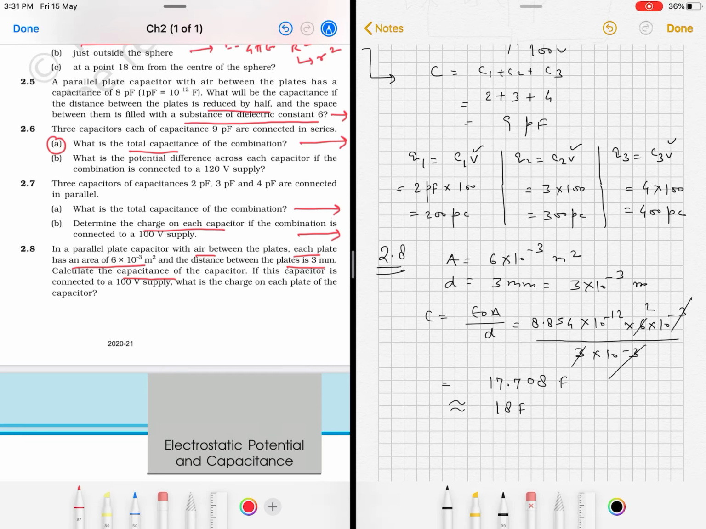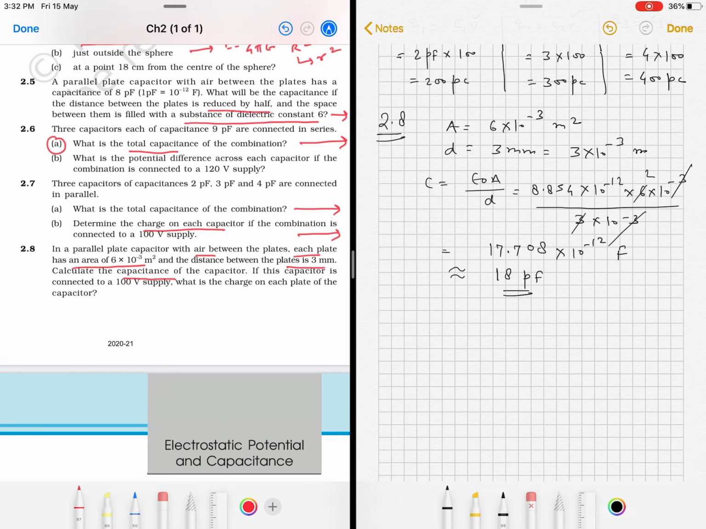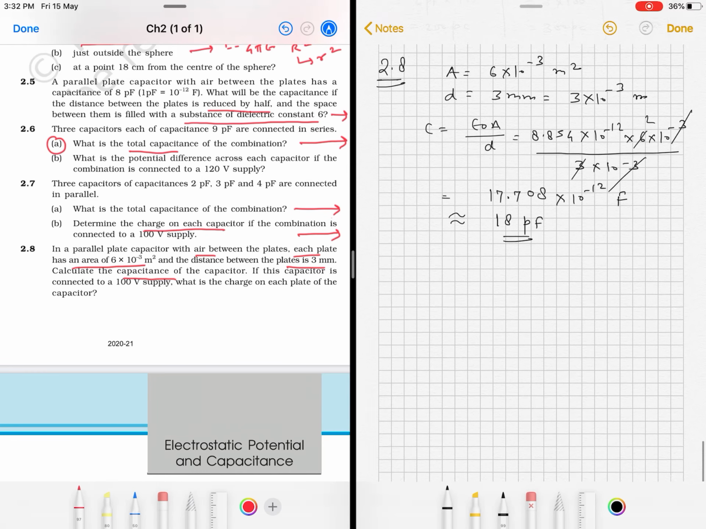So this is the case. 10 to the power minus 12 is left out, so into 10 to the power minus 12. Here this is farad, and 18 we can write as 18 picofarad. So this is the capacitance. Now if this is connected to a 100 volt supply, what is the charge on each plate?